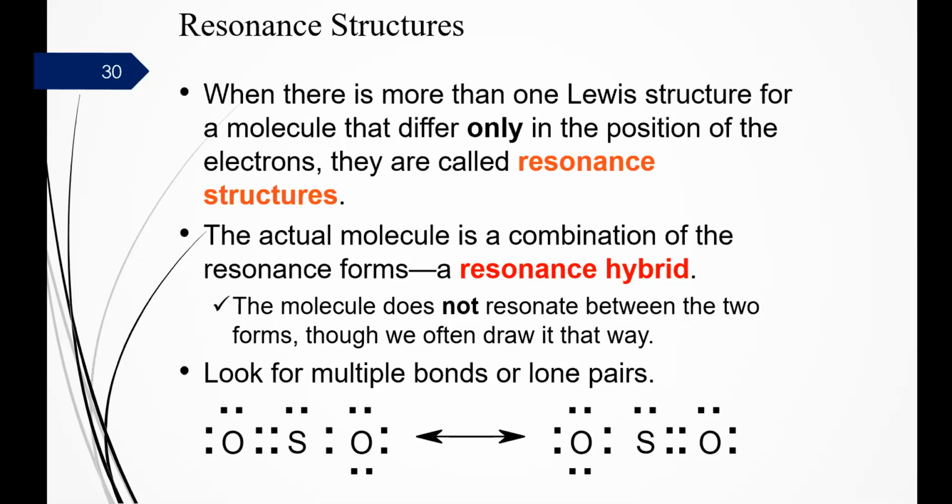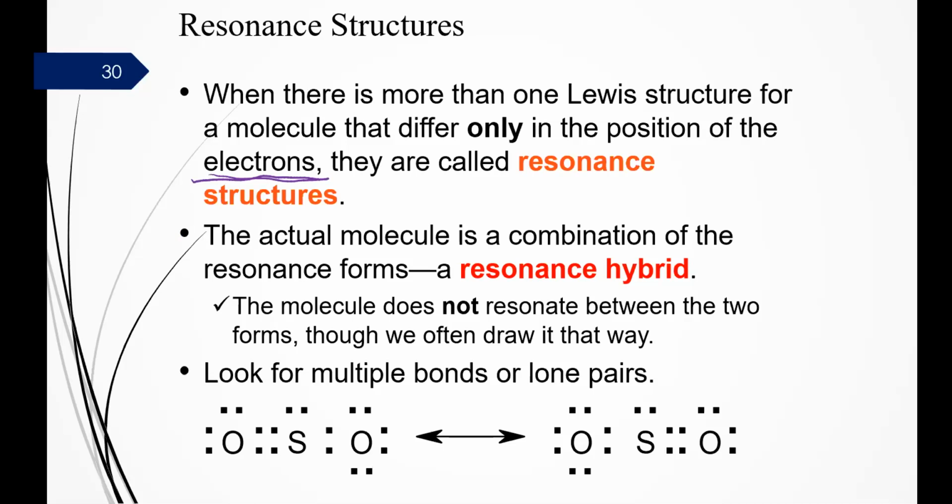So resonance structures are when there's more than one Lewis structure for a molecule, and the only difference is the position of just the electrons. So they're still connected in the same way, but where those electrons are has changed, right? So instead of having the double bond with the oxygen to the right, we have the double bond to the oxygen below. Or down here, instead of the double bond being on the left, we have the double bond on the right.